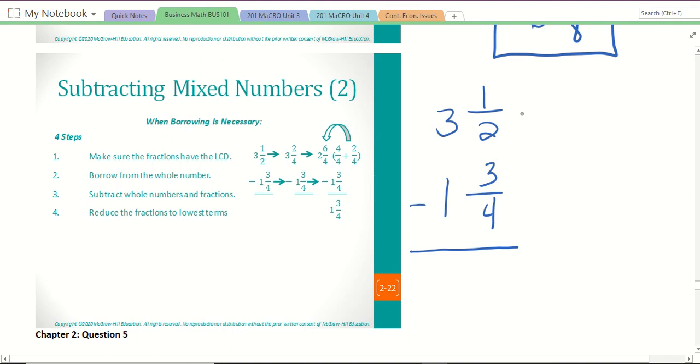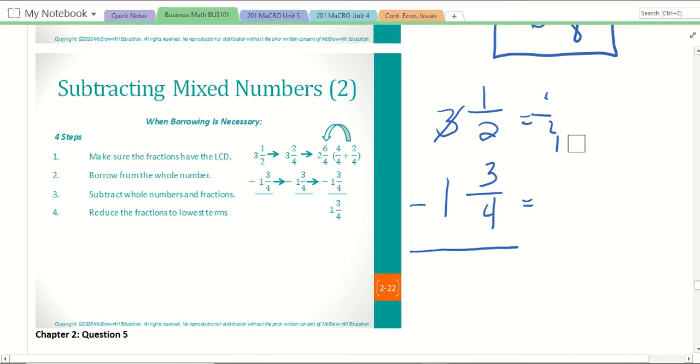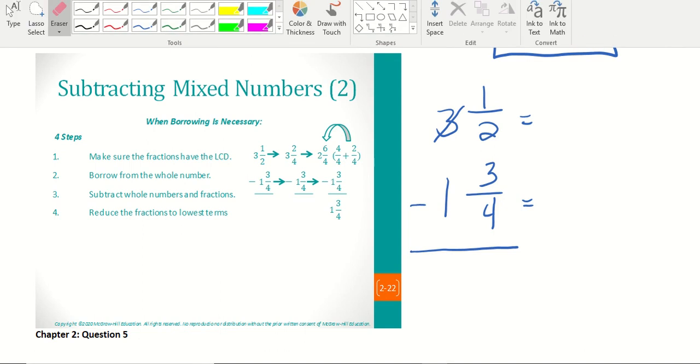And so we're going to figure out, okay, how do we do this? So we're going to borrow from the 3. We want to borrow 1 from it, basically, right? And since our denominator is 4, that's our least common denominator, we're going to borrow 1, which is going to be 4/4. All right. So, whoops, I need to erase this. I got ahead of myself. Sorry.